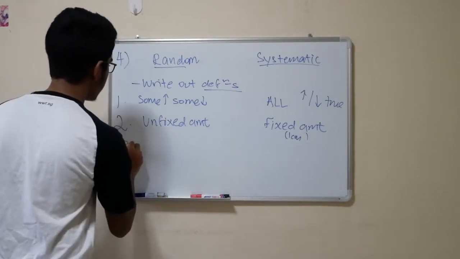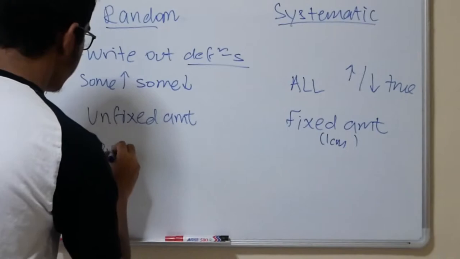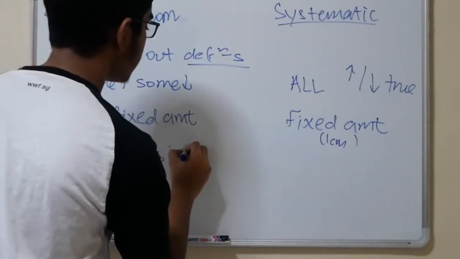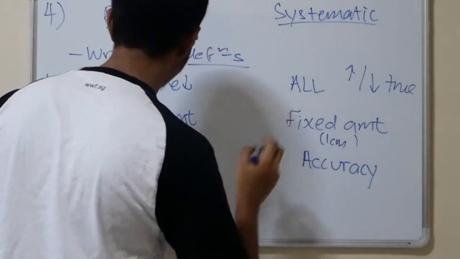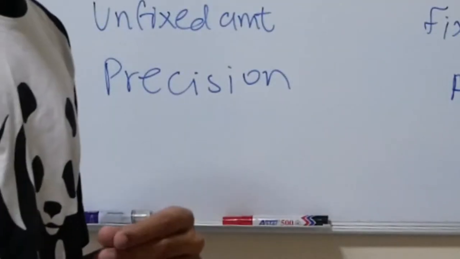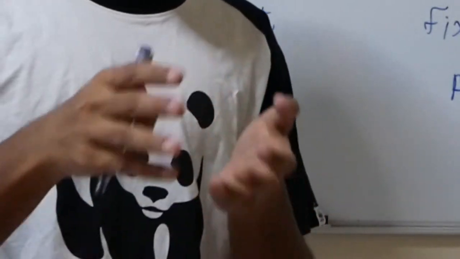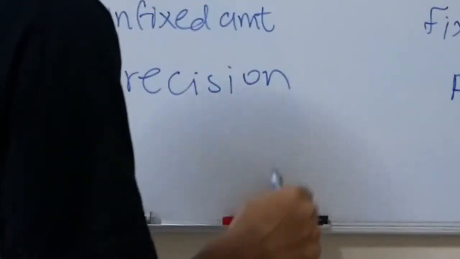And number three, guys, random errors affect precision, while systematic errors affect accuracy. Now, what is accuracy? What is precision? Precision is a degree of agreement between different readings of the same physical quantity.